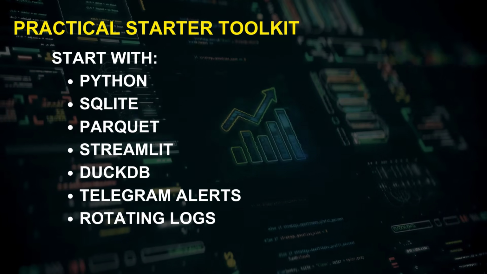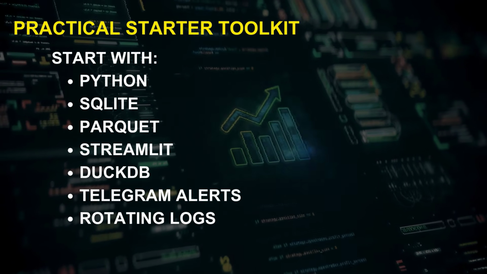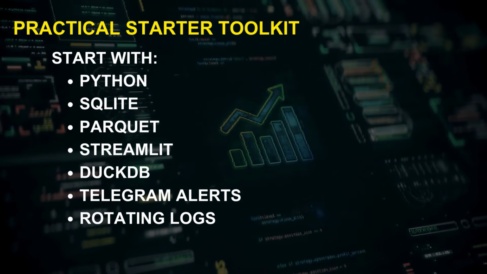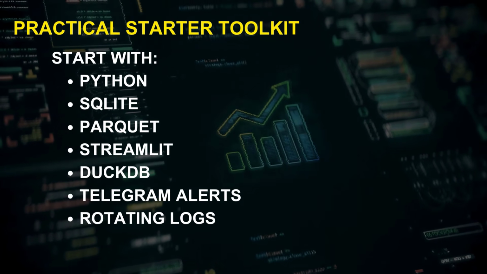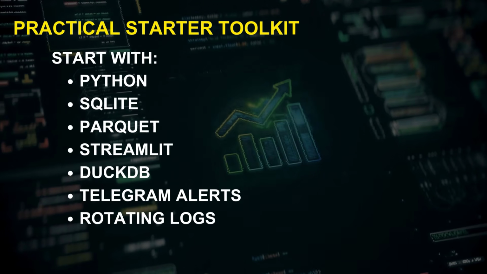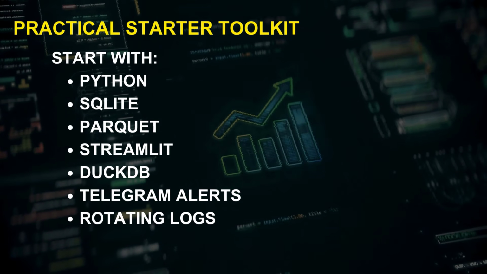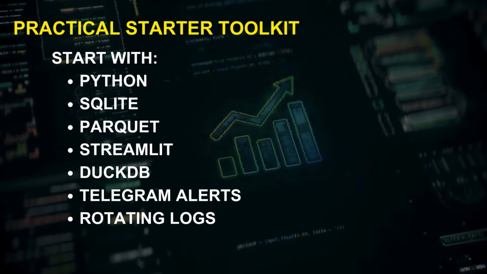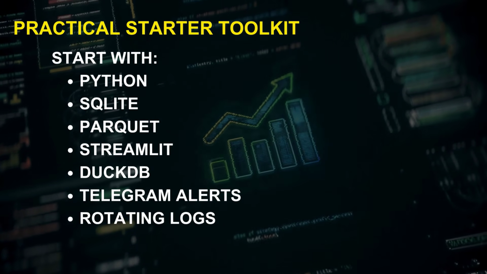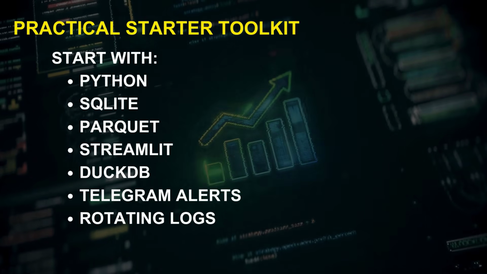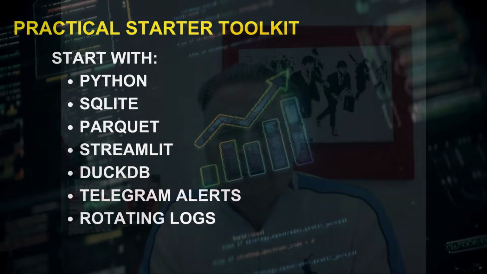You don't need to start with a huge institutional build. Start with Python, SQLite, Parquet, Streamlit, DuckDB, proper logs and Telegram alerts. Then later, when the system matures, you can add PostgreSQL, cloud storage, Docker, VPS hosting and a more professional deployment stack. So don't overbuild too early, but do build properly.